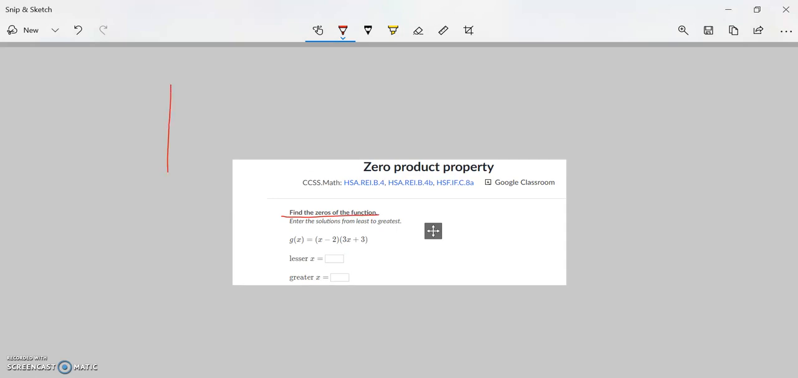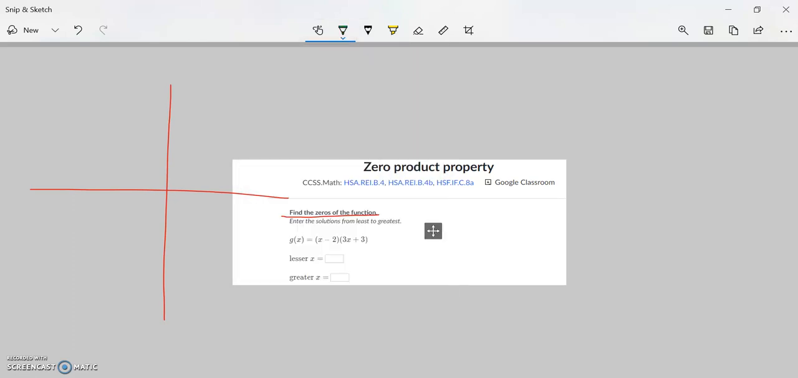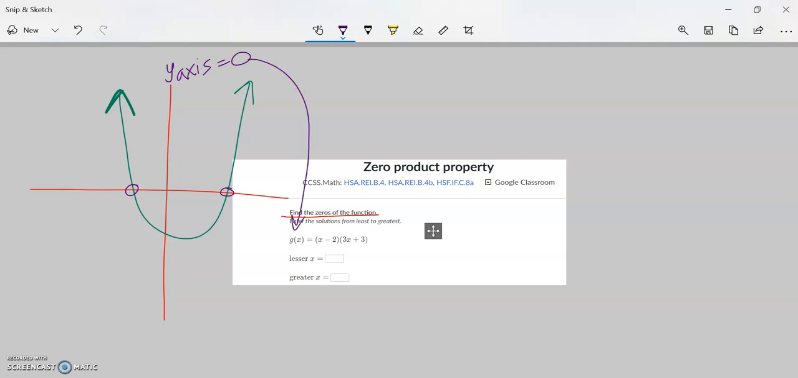Here's our coordinate grid, and we have a parabola of sorts, just drawing any random one. The zeros are where our graph crosses the x-axis. What that means is, on our y-axis, if we put in 0 for our y, which is the g of x, then you're finding where this y value doesn't go up or down at all, which is why it crosses the x-axis. So find the zeros means we're setting y equal to 0.